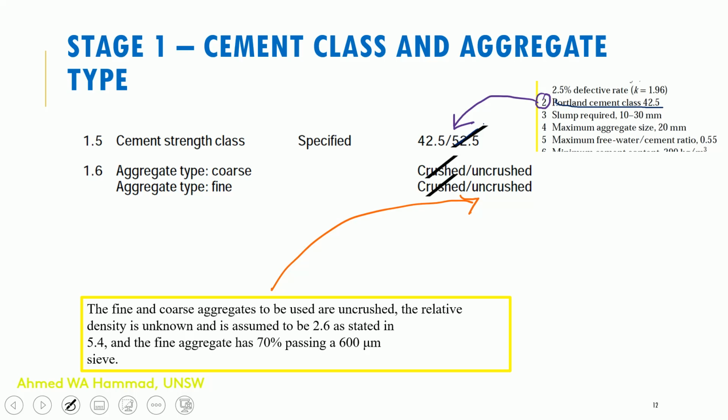Step 1.6 requires us to specify the nature of the aggregates that we have, the coarse and the fine aggregates. Are they crushed or are they uncrushed? And the question says that the aggregates will be uncrushed. So you cross out the crushed option. So that was for step 1.6.